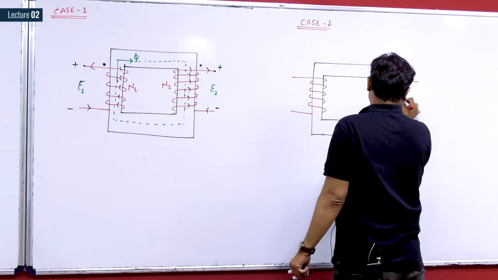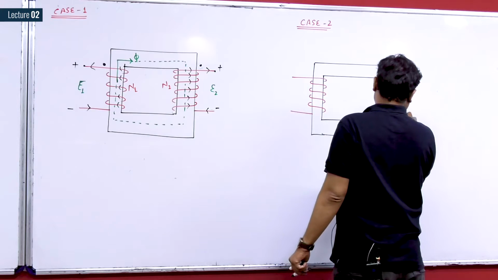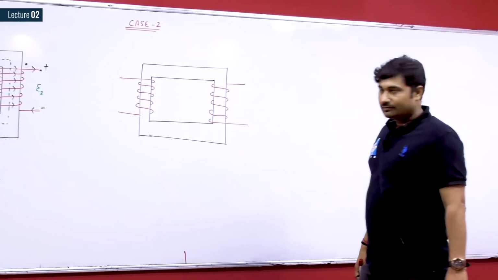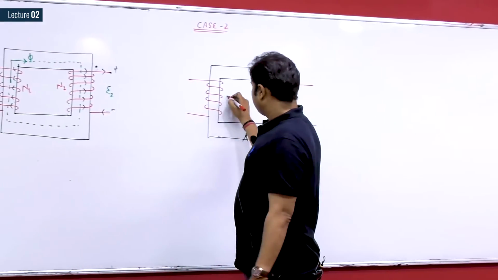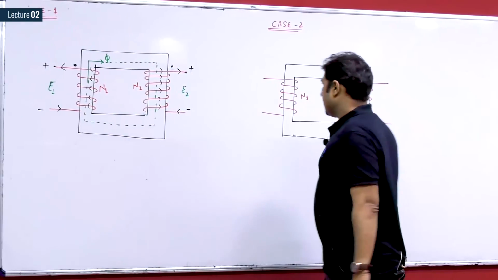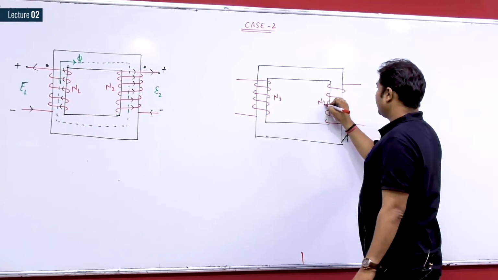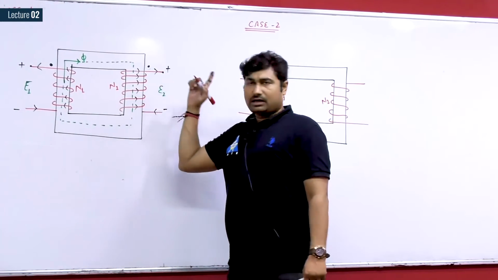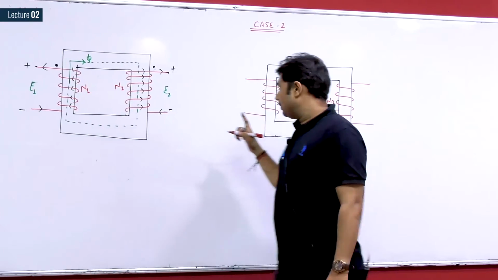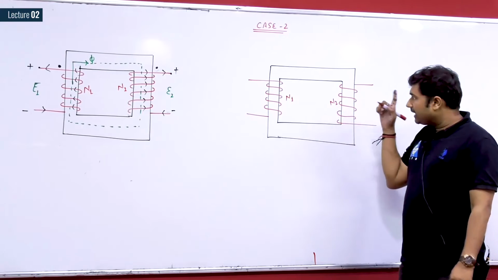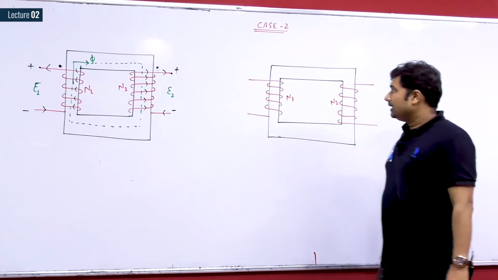Now, please see, I have changed it a little bit. Coil 1 is wound in the same fashion as previous. However, coil 2 is now wound in a different fashion. Previously, the coil was wound in an anti-clockwise manner, and now I am going to wind this wire in a clockwise fashion.